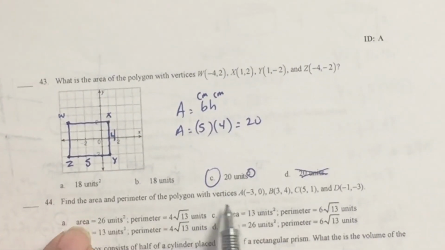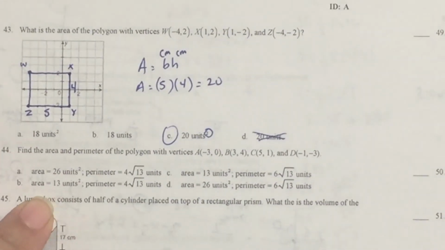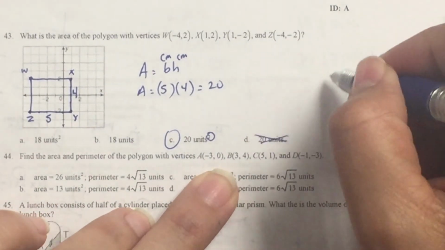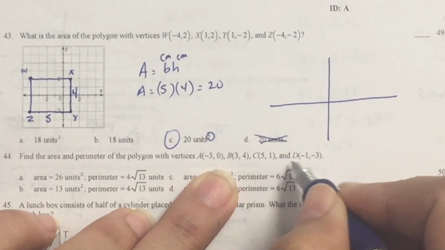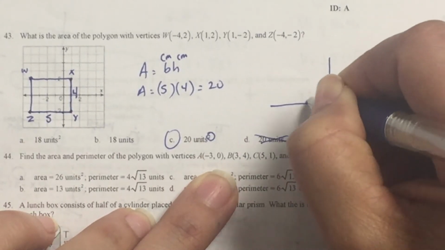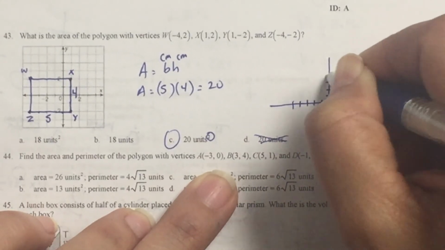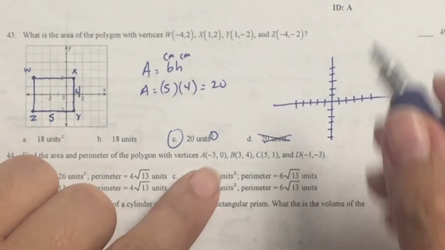All right, find the area and perimeter of the polygon with those vertices. So we're going to graph that, and a rough sketch is fine. 5 is the highest number, so 1, 2, 3, 4, 5 on each side. We're going to make them as even as possible so it can be quite accurate.